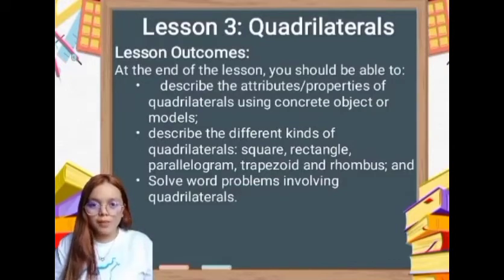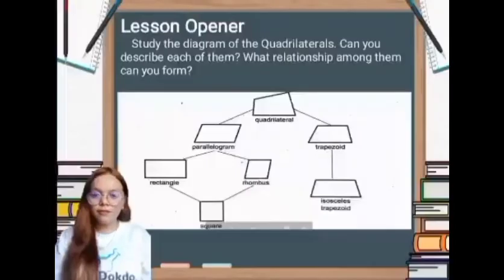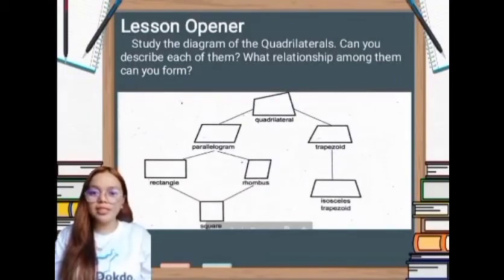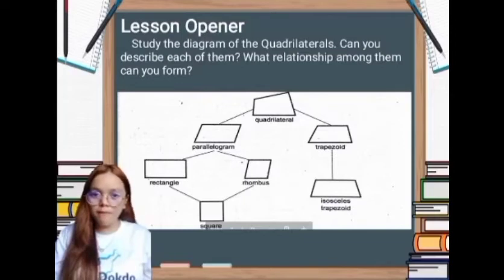So, lesson outcomes. Describe the attributes or properties of quadrilaterals using concrete objects or models. Next, describe the different kinds of quadrilaterals, which are square, rectangle, parallelogram, trapezoid, and rhombus. And lastly, solve word problems involving quadrilaterals. For our lesson opener, study the diagram of quadrilaterals. Can you describe each of them? What relationship among them can you form?